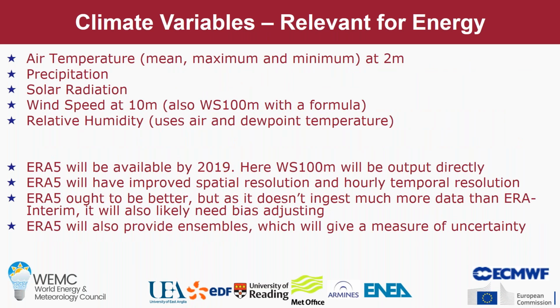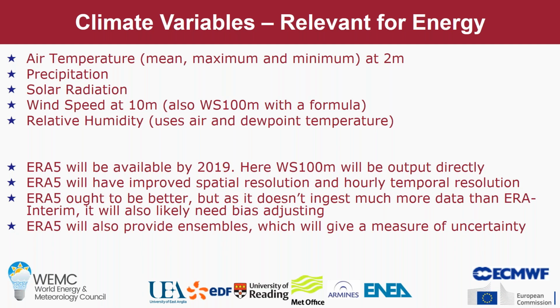So here are the variables, as I mentioned: air temperature, and we're looking at the mean, the maximum, and the minimum temperature, nominally at 2 meters above the ground. And precipitation, solar radiation, wind speed at 10 meters, and we also calculate wind speed at 100 meters with a formula, and also relative humidity, which uses air temperature and also dew point temperature.